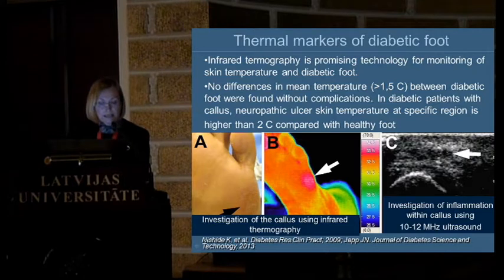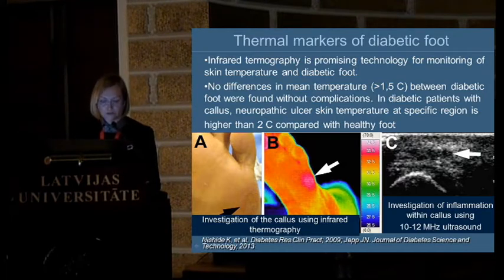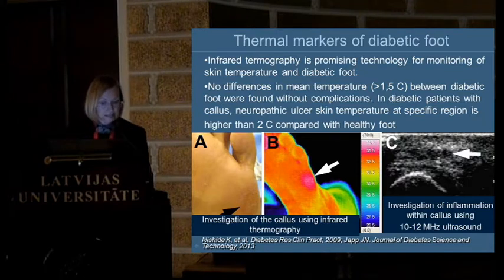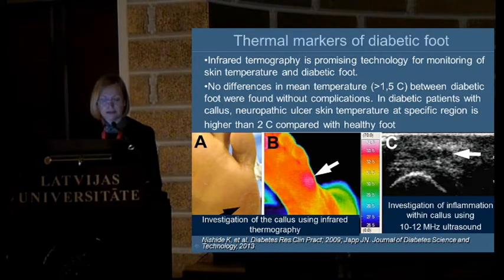Infrared thermography is a promising technology for monitoring skin temperature and diabetic foot. Recent studies show that no difference in mean temperature was found in diabetic feet without complications. Just the opposite, in diabetic patients with callus or neuropathic ulcer, skin temperature at a specific region is higher than 2 degrees Celsius compared with a healthy foot.